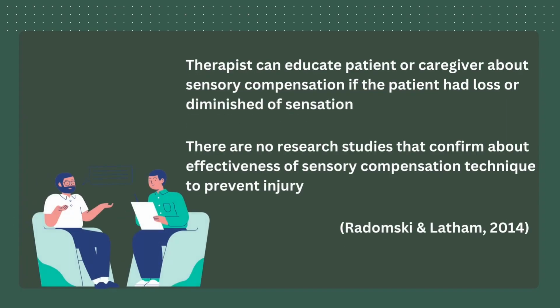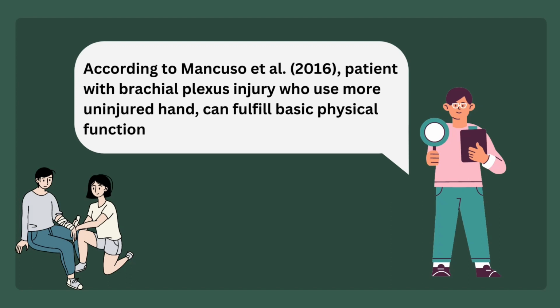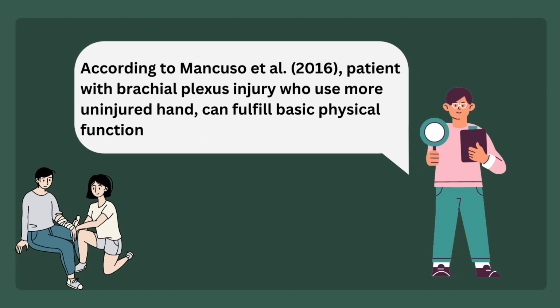According to Radomski and Latham 2014, therapists can educate patients or caregivers about sensory compensation technique if the patient has loss or diminished sensation. But there are no research studies that confirm the effectiveness of sensory compensation technique to prevent injury. There is an article about compensation by the uninjured arm after brachial plexus injury. According to Munkyuso et al. 2016, patients with brachial plexus injury who use the small uninjured hand can fulfill basic physical function.